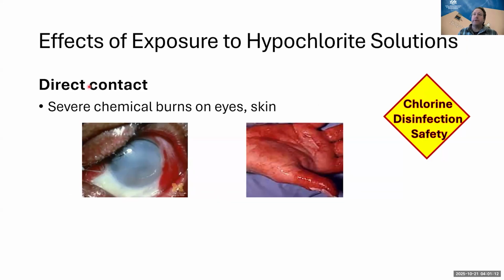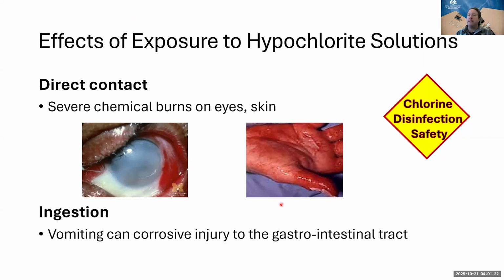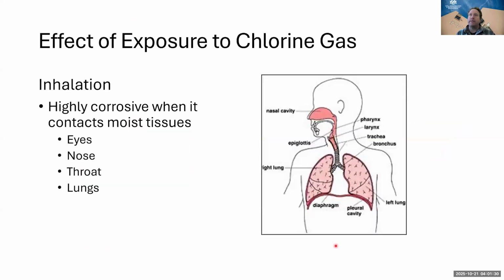Effective exposure, and so you can see direct contact with your eye is going to do severe chemical burns. You can have severe chemical burns on your skin. And ingestion, again, we talked about if you ingest it, you don't want to vomit and cause more injury to your GI tract. Effective exposure from inhalation.